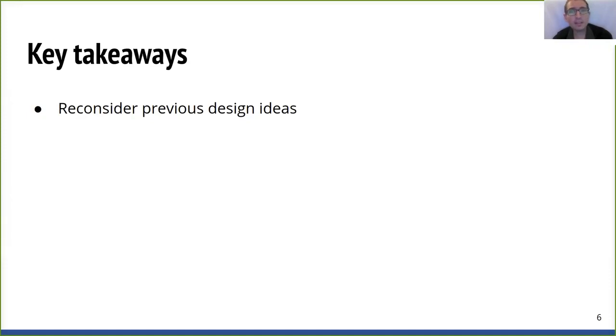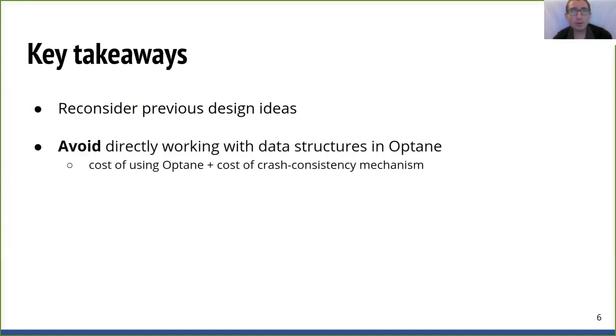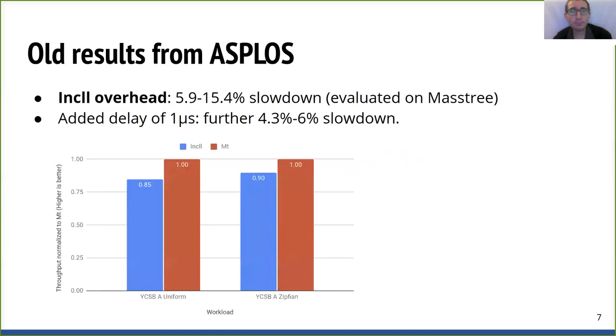We believe that putting a data structure on Optane and directly accessing the data structure is not a good idea, because the application has to pay the cost of accessing the data structure on Optane. On top of this cost, the application also has to pay an extra performance overhead coming from the crash consistency mechanism.